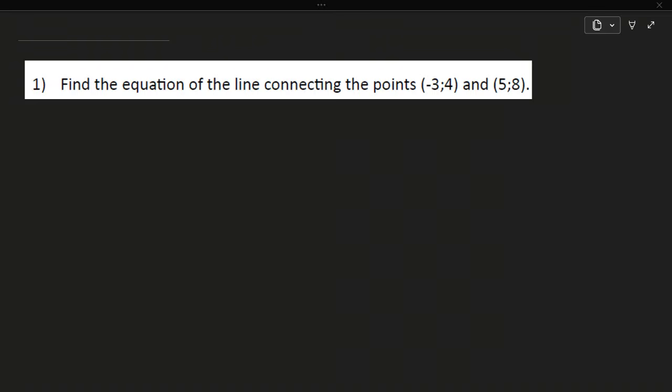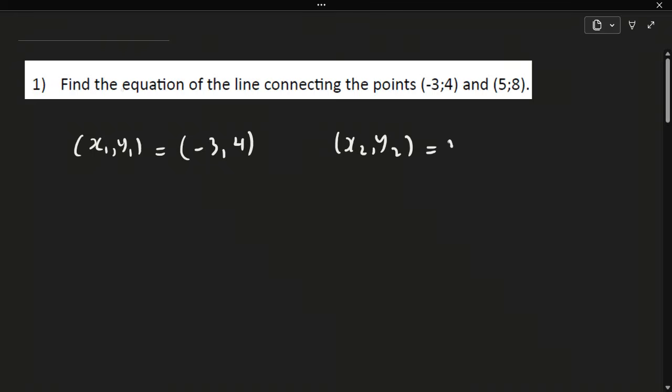Find the equation of the line connecting the points (-3, 4) and (5, 8). So I name them x1, y1, the first point to be -3 and 4, and x2, y2 to be 5 and 8.